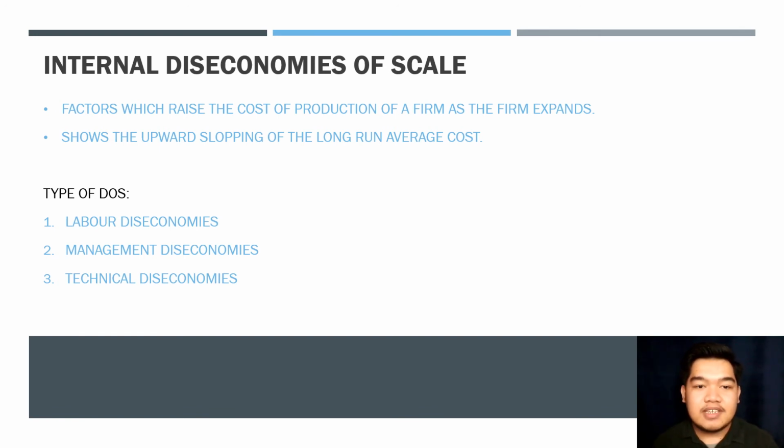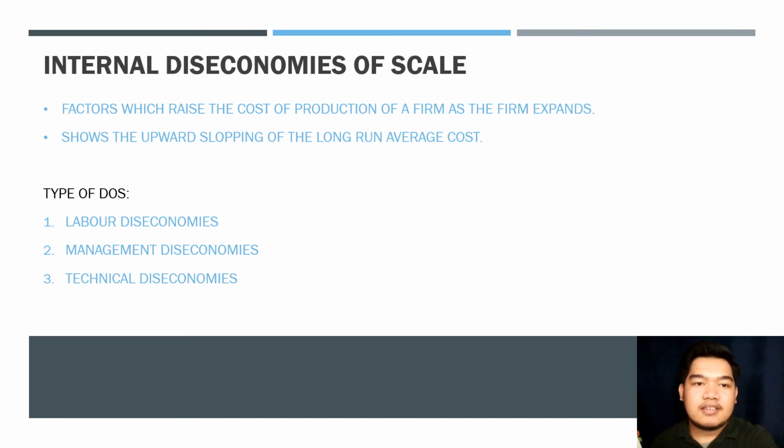And the last one is technical diseconomies. Each piece of machinery has an optimum capacity for work, which is an optimum proportion to other factors. If this proportion is exceeded, diseconomies of scale will set in.